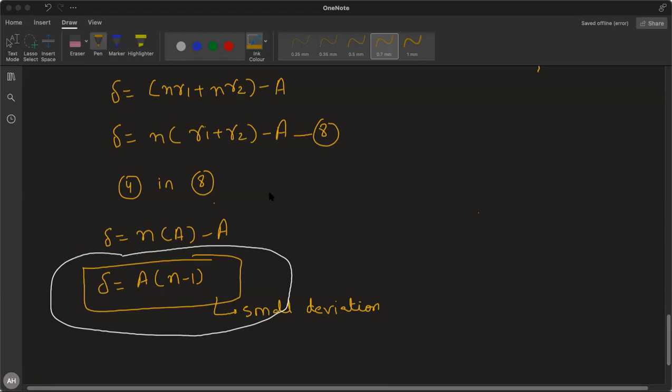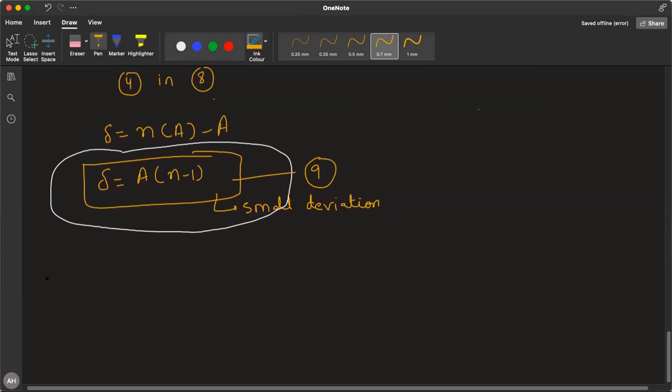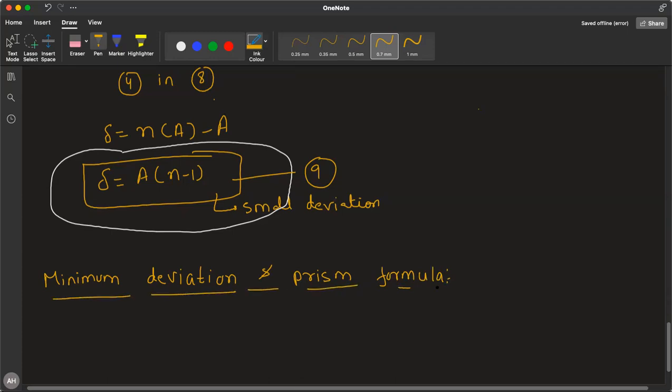Written? Yes, sir. Okay. The next is the case of minimum deviation. Let's call this equation number 9. Now let's take minimum deviation and prism formula.